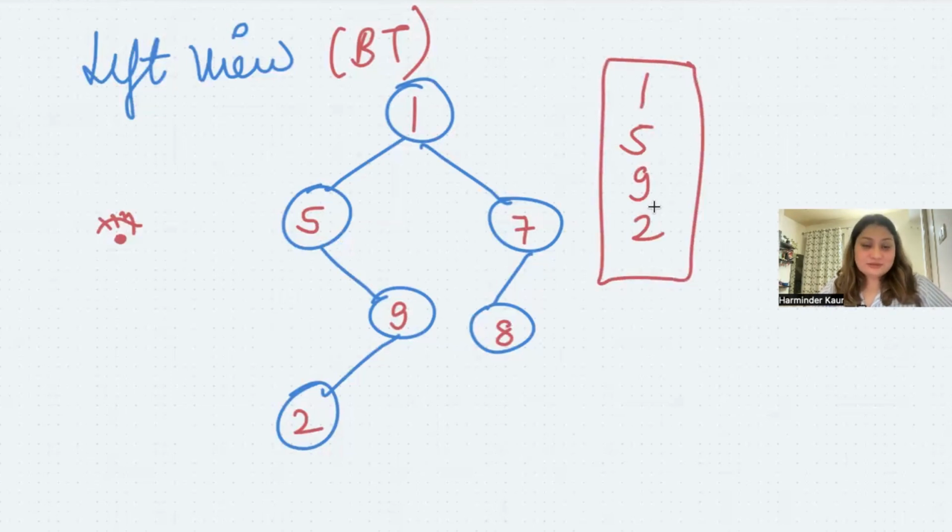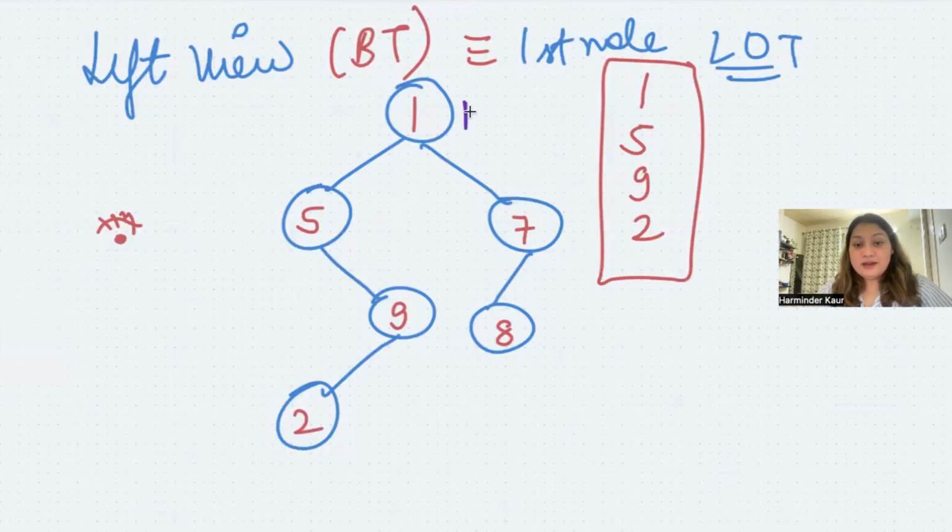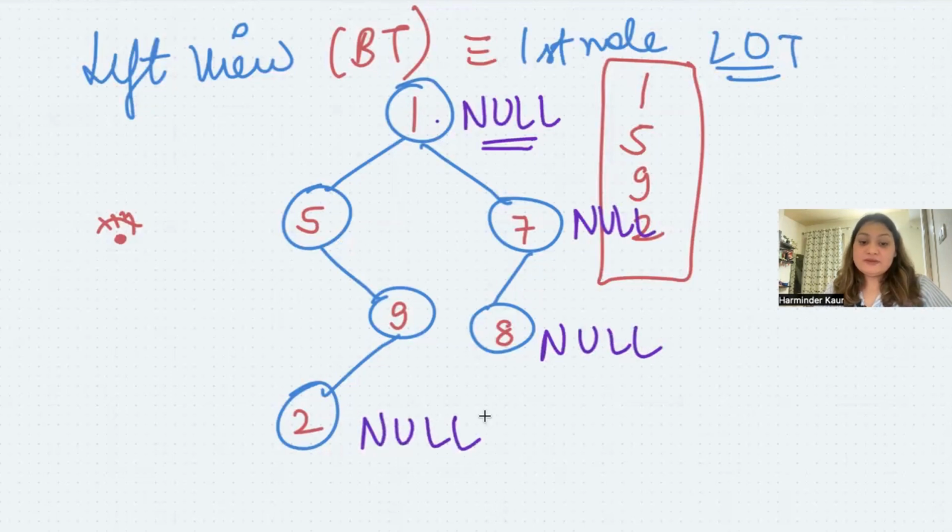The trick to solve this question is to understand that the left view would always be equivalent to the first node in the level order traversal. If we know level order traversal, you already know how to get the first node. So one way of solving this would be to have a level identifier, where we always add a null at the end of one level. The first level ends here, so we'll add null here. Second level ends here, so we'll add null here. Similarly, null here and here. Whenever you are adding a null, that means it is the end of a level.